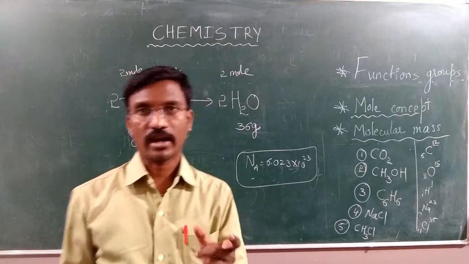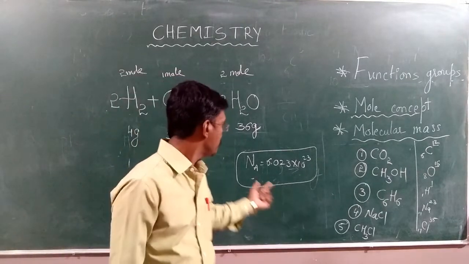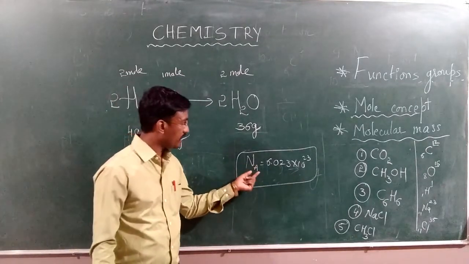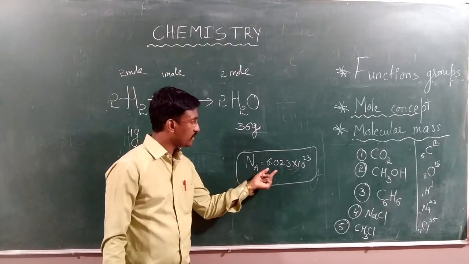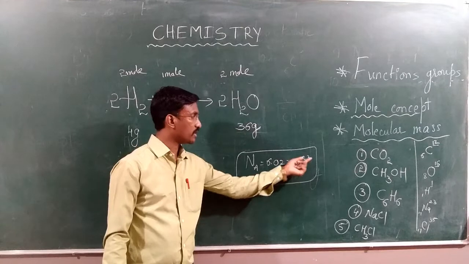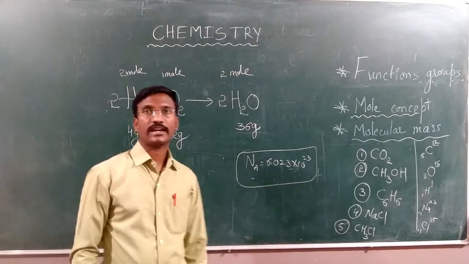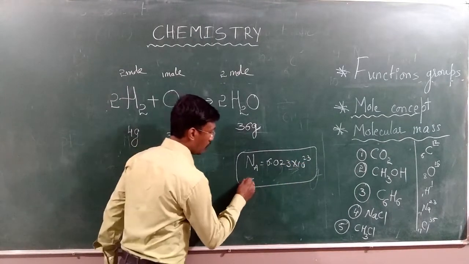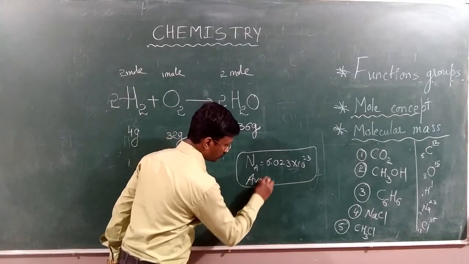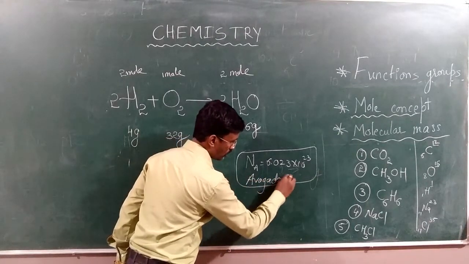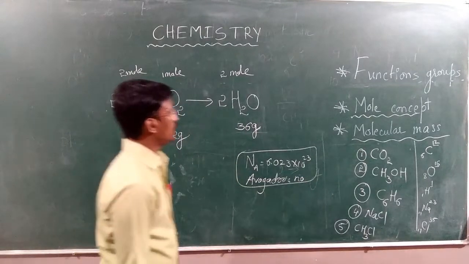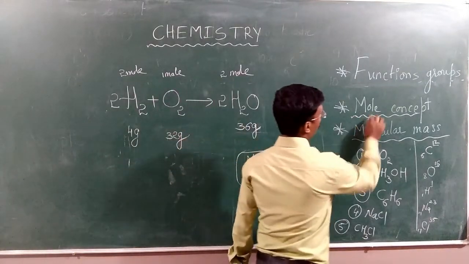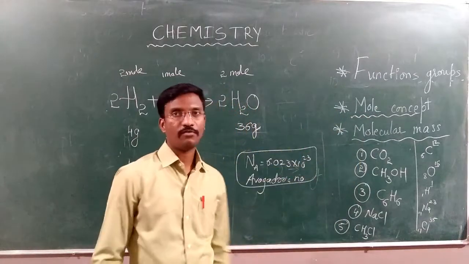What is the Avogadro constant? Avogadro number is nothing but N_A, capital N, capital A, but we have to write the A in subscript. Then N_A is nothing but 6.023 into 10^23. This value itself is called the Avogadro number or Avogadro value. So this one is about the mole concept, and we will move to the functional group.